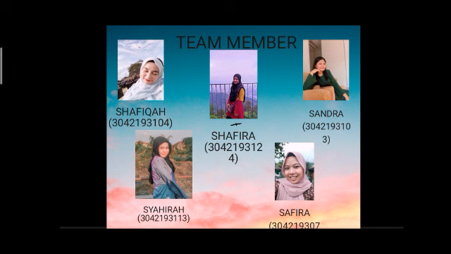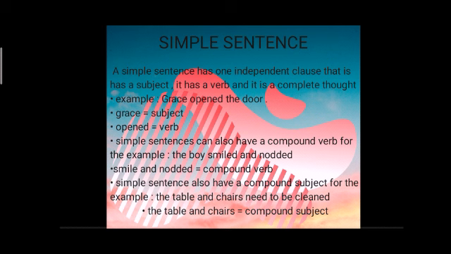Structure has three types. First, simple. Second, compound. And third, complex. I will start with the simple sentence first. A simple sentence has one independent clause that has a subject, it has a verb, and it is a complete thought. For example, Grace opened the door. Grace is a subject. Opened is a verb.